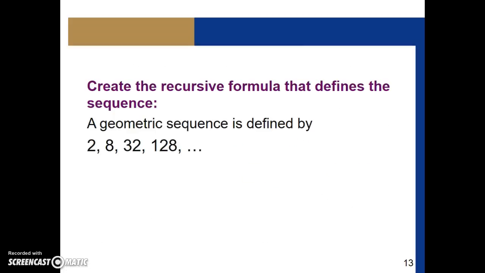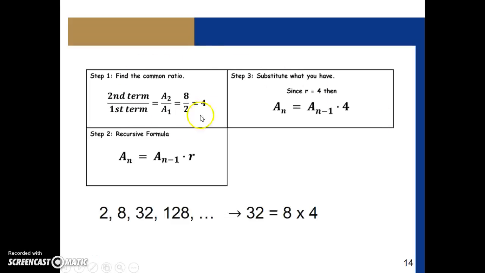So this says create the recursive formula that defines the sequence 2, 8, 32, 128. Well, we could very easily here find the explicit formula, but we want the recursive formula. So what we're going to do is find r. The first step is the same. We're going to take any term and divide it by the term just to the left of it, and that's going to give us our common ratio. And so if we want to know what the recursive formula is, it's a sub n equals a sub n minus 1 times r, and we found that r was 4. So we substitute that in here.